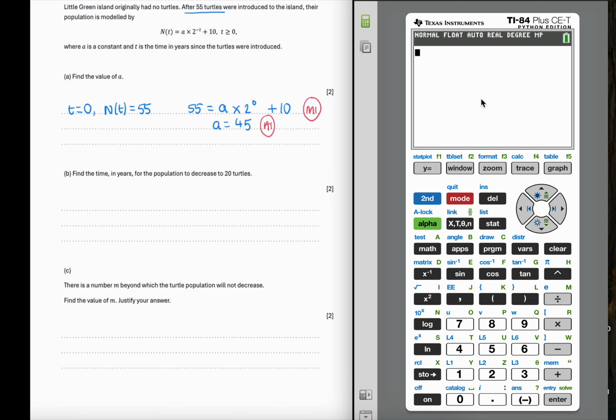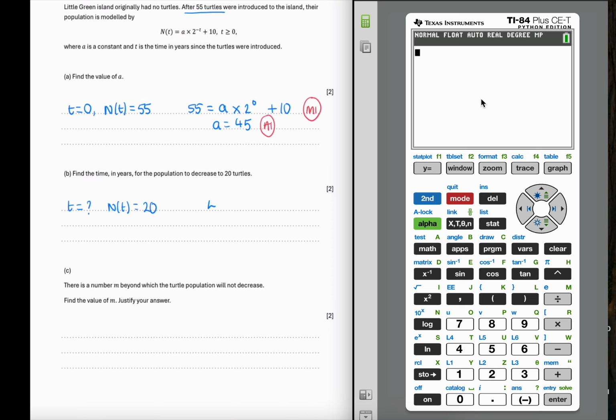And then for part B, we need to find the time in years for the population to decrease to 20 turtles. So here, I'm wondering, what is T? How long does it take when the number of turtles goes down to 20?